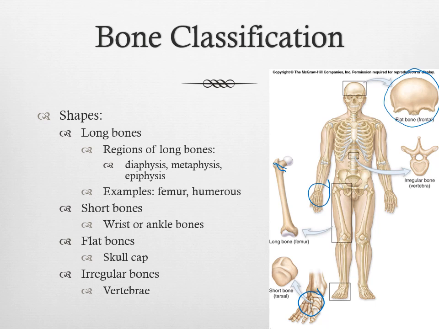Irregular bones don't really follow a given shape. Typically, they have a lot of muscles that attach into them, a lot of ligaments that attach into them, and they provide for a large range of movements.